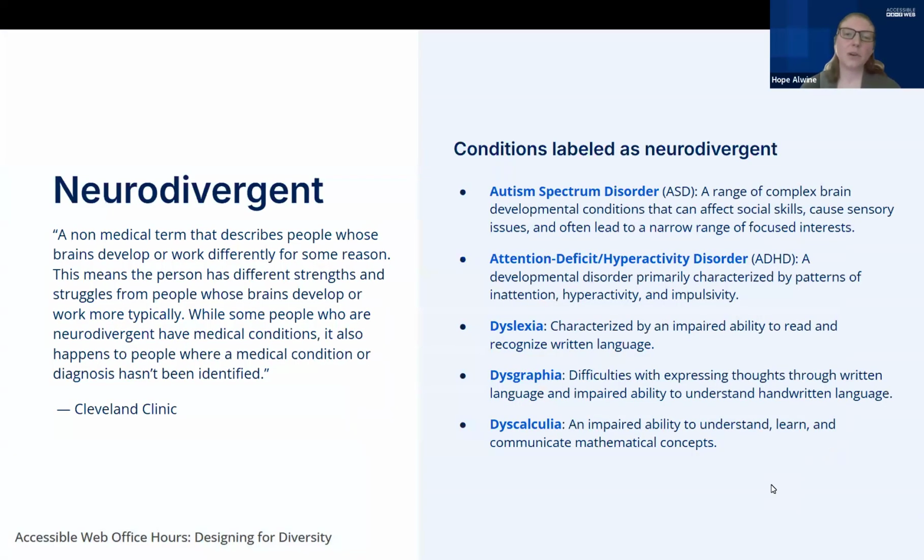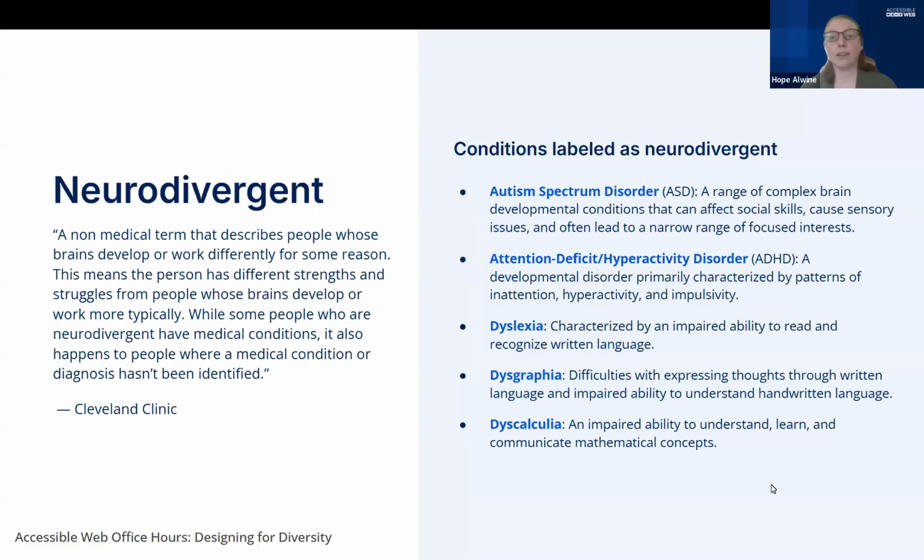Moving on, we've defined neurodiversity, but what does it mean to be neurodivergent? According to the Cleveland Clinic definition, neurodivergent is a non-medical term that describes people whose brains develop or work differently for some reason. This means people have different strengths or struggles from people whose brains develop or work more typically. While some people who are neurodivergent have medical conditions, it also happens to people where a medical condition or a diagnosis has not been identified. So neurodivergent is not a one-size-fits-all definition. It can include many more conditions than what we have labeled on this particular slide. While there is a separate definition for neurodivergent, it shouldn't be put in a negative connotation, but rather as a different approach to traditional thought processes.